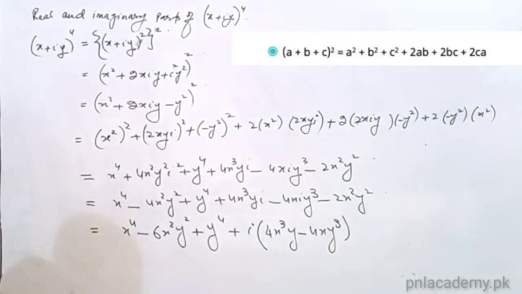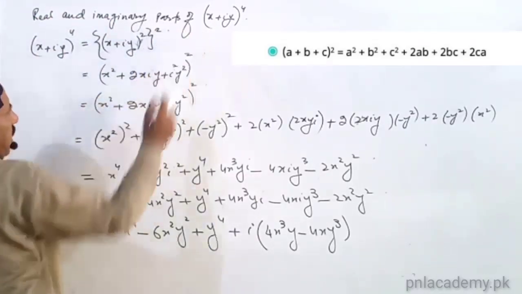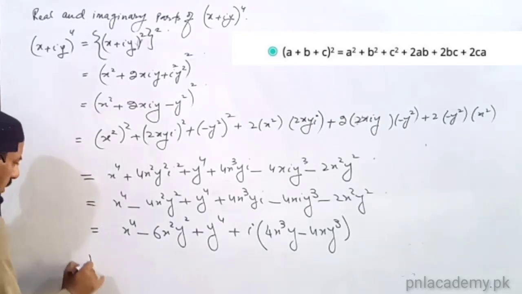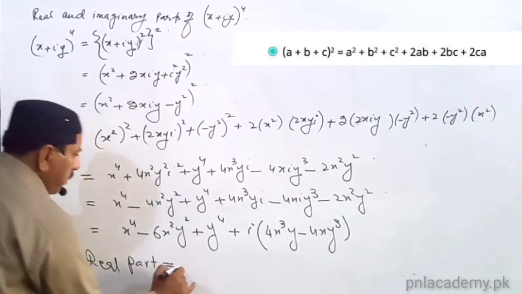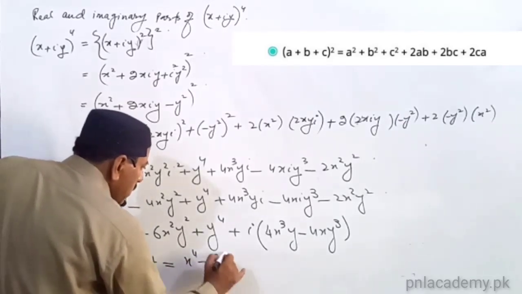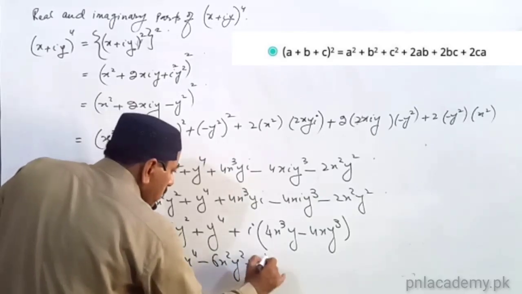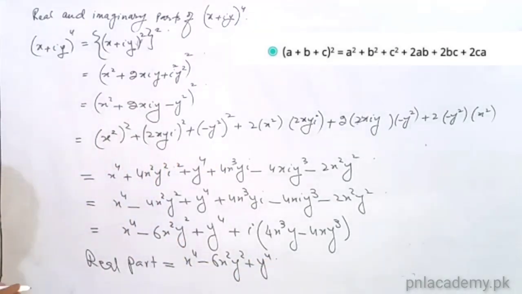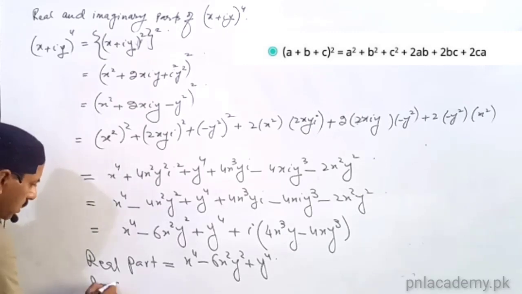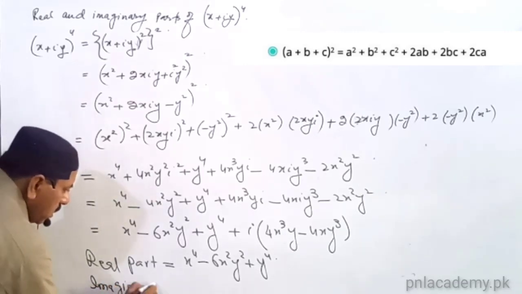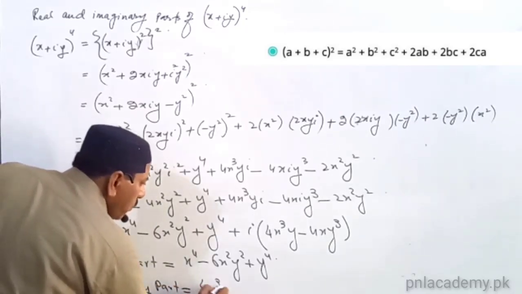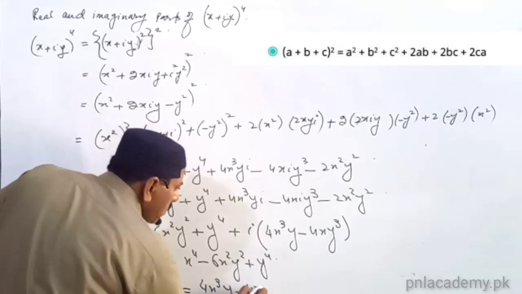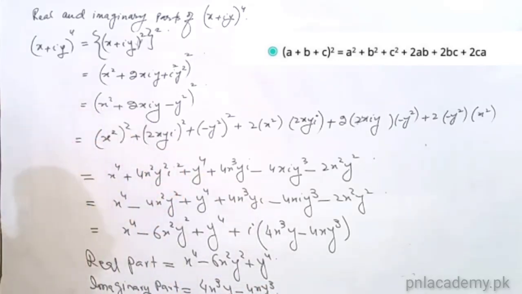We have to make the decision of real and imaginary parts. So therefore, for (x + ιy)^4, the real part is equal to x^4 − 6x^2y^2 + y^4. The imaginary part is equal to 4x^3y − 4xy^3.